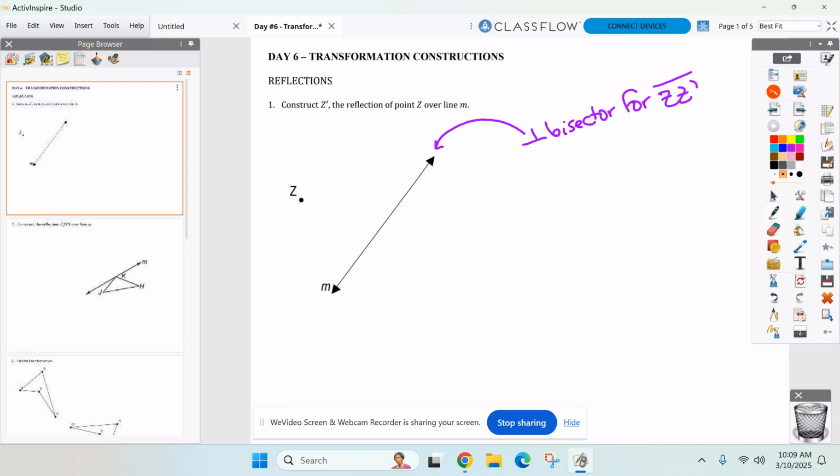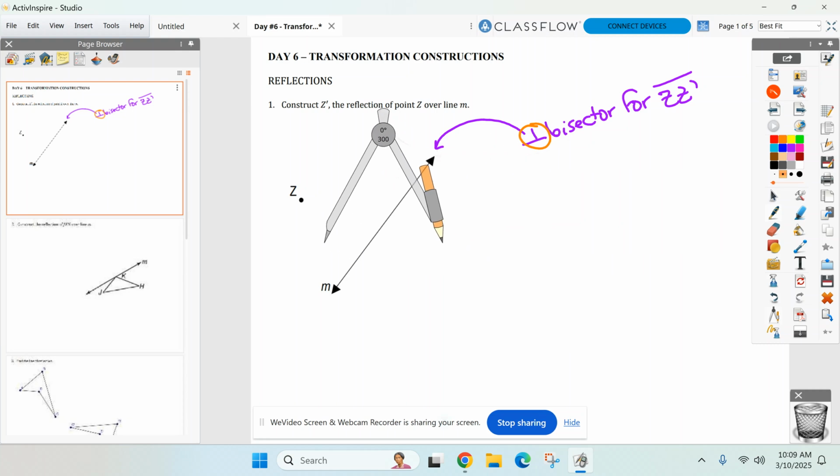So here's what I need. I need a perpendicular line coming from Z, right? I need to take care of this part right here, the perpendicular part. These two better be perpendicular to each other, and it's got to go through Z. You know how to do that already. Put your compass on Z, please. I just got to refresh your memory.